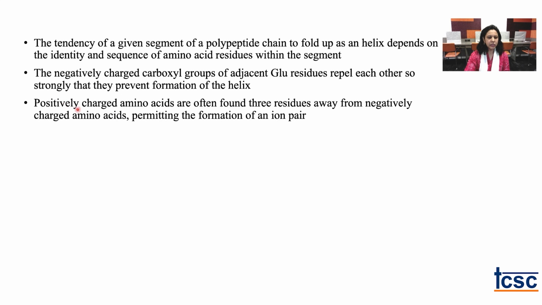So similarly, positively charged will not be placed next to each other, but there's a very high chance that a negatively charged amino acid would be 3 residues away from a positively charged amino acid, or vice versa. The reason for that is because if we have a positively charged amino acid 3 residues away from a negatively charged amino acid, they can permit the formation of an ion pair. So not only is there hydrogen bonding between the two amino acids, but there would also be an ionic bond formation. So that further stabilizes the entire structure of the alpha helix.